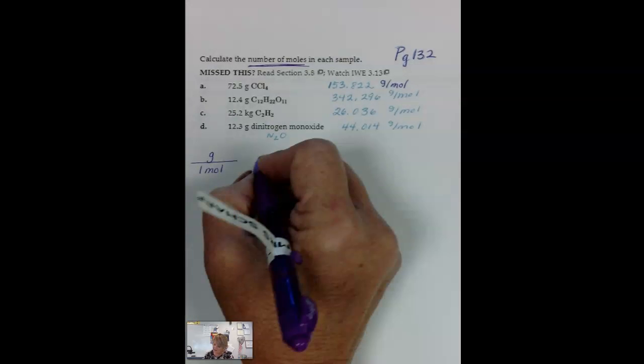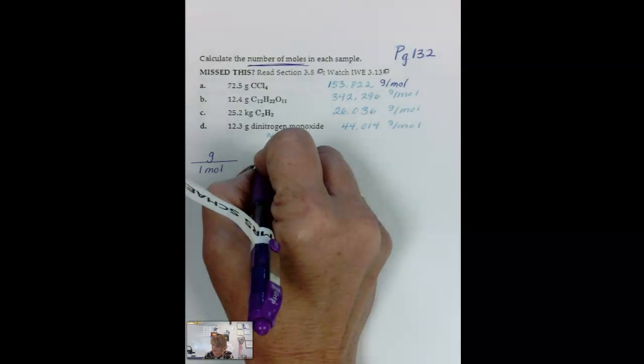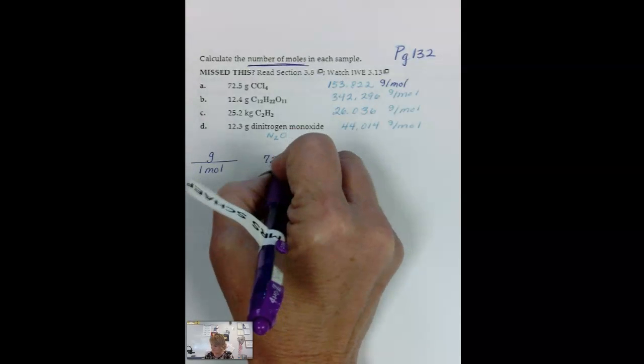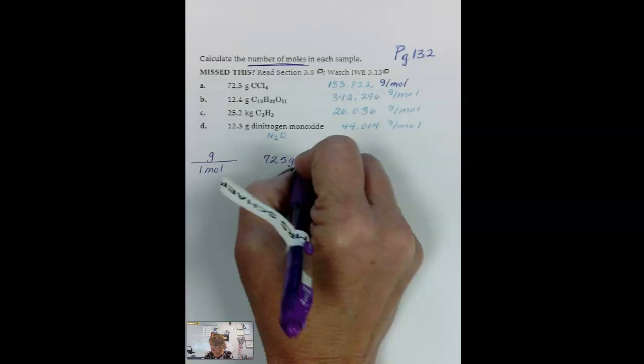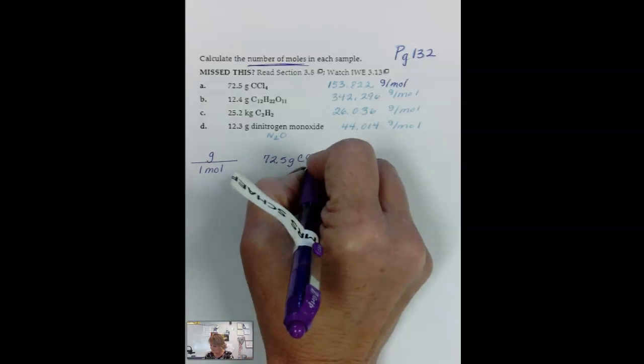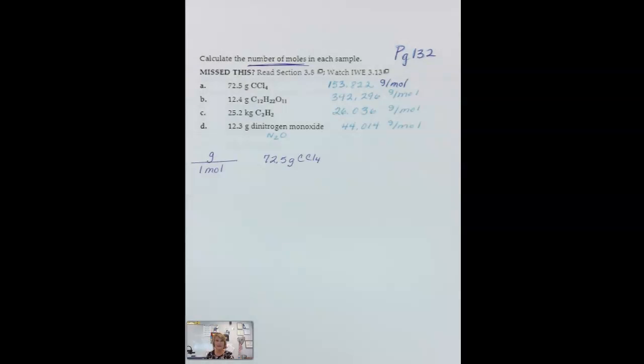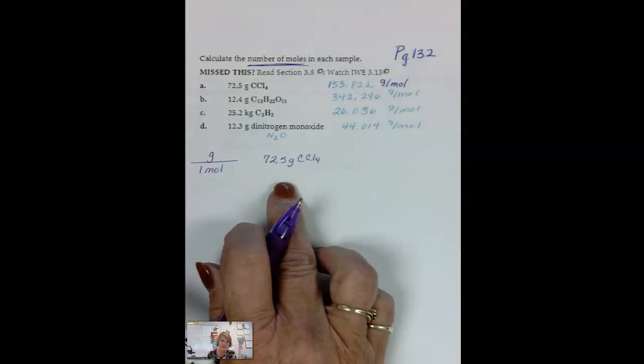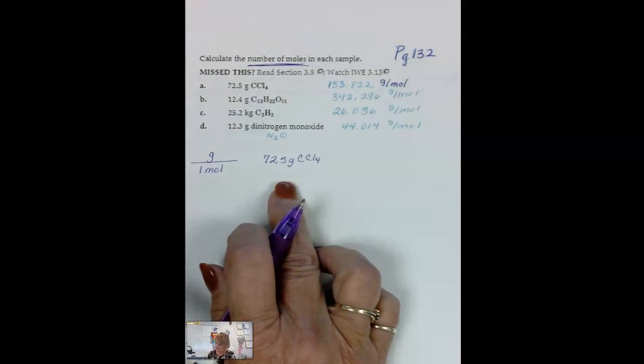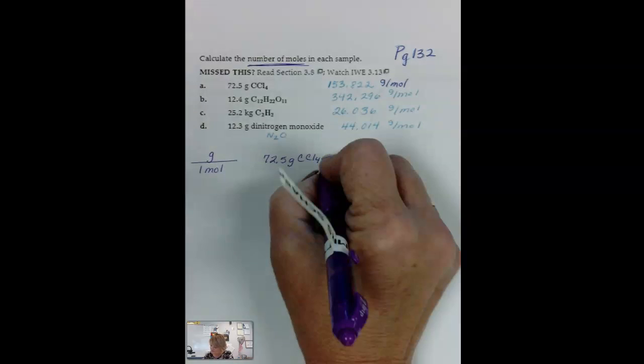So let's go ahead and get started here. In this case, we have 72.5 grams of carbon tetrachloride. Okay, and we do put labels down. So I have my 72.5 grams of carbon tetrachloride. That's what I'm starting with.